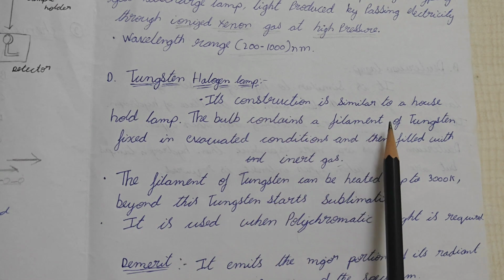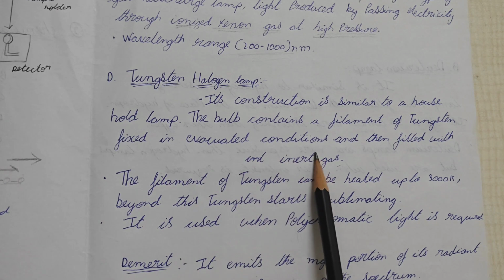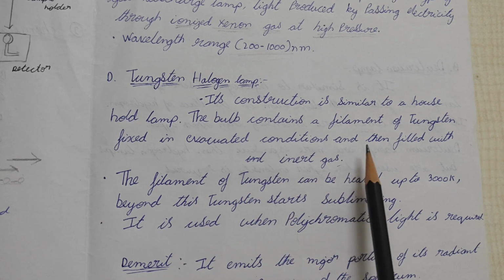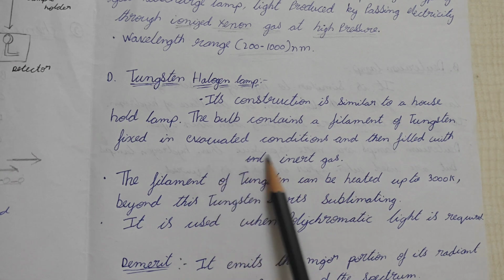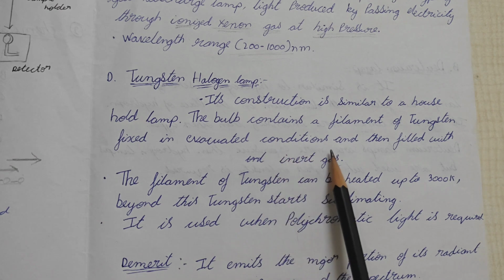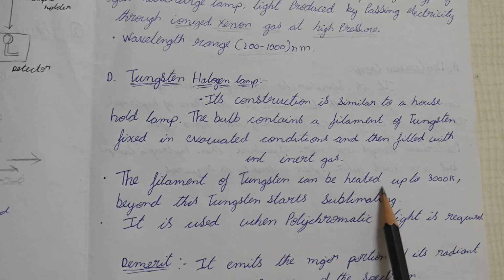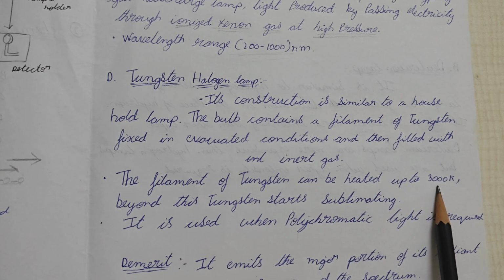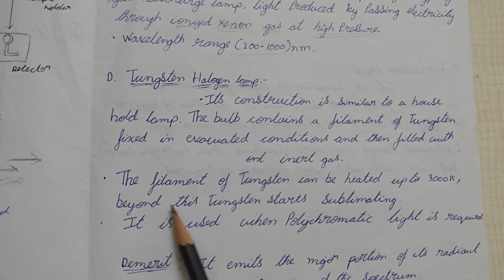The bulb contains a filament of tungsten fixed in an evacuated condition, an empty space, and then filled with an inert gas. Evacuated condition refers to the empty space in the lamp, and it is filled with inert gas. The filament of tungsten can be heated up to 3000 degrees. Beyond this, tungsten starts sublimating.